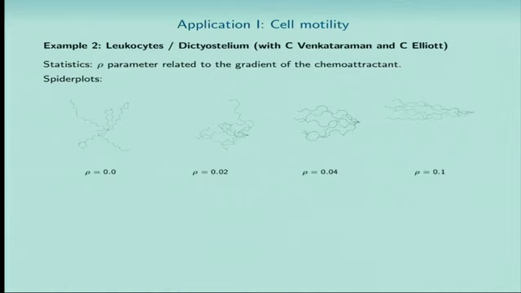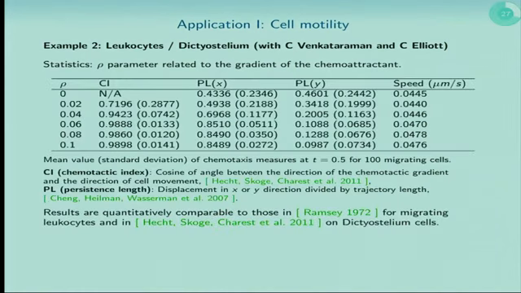And the higher this gradient is, the more directed is the motion of the cells, and that can also be compared to some extent, for instance, in terms of the chemotactic index and the persistent length. Yeah, so the higher the rho, the higher you get these values, and this is also quantitatively comparable with what you see in the literature.